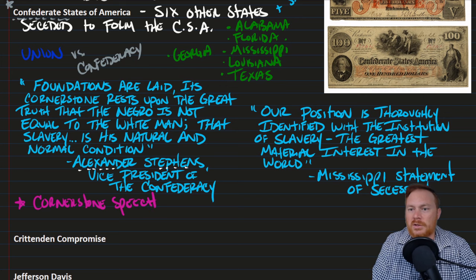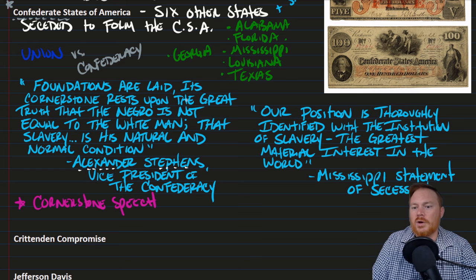And in the Cornerstone Speech, the vice president says, quote, foundations are laid, its cornerstone, there it is, its cornerstone rests upon the great truth that the Negro is not equal to the white man, that slavery is his natural and normal condition. Alexander Stephens. Similarly, the Mississippi Statement of Secession says, quote, our position is thoroughly identified with the institution of slavery, the greatest material interest in all the world.